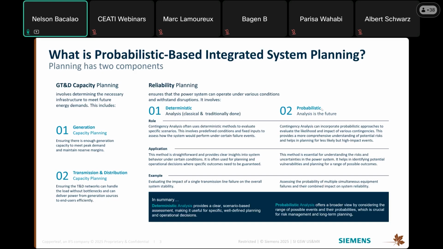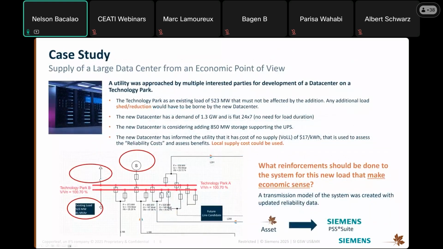Now what we're doing and moving towards, and you saw the managed hydro example, is including the probabilistic assessment. In other words, the impact of your decisions in investing in the system on the quality of service that the customers receive. So in this example, I'm going to be using a data center, and we're going to be analyzing it from an economic point of view.